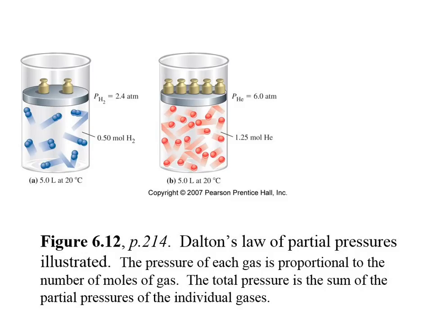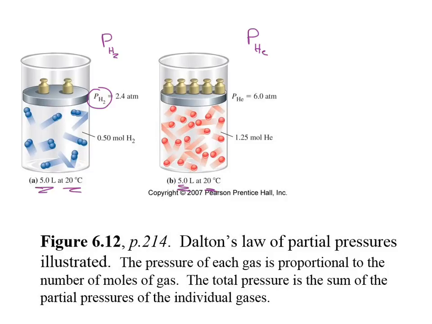Notice that we use this convention of little subscripts to show what the partial pressure is. So the partial pressure of hydrogen would be P with H2 down there. Oh, that makes sense. The partial pressure of helium, like that. We also are given the moles. The other cool thing, these containers have the same volume and the same temperature.